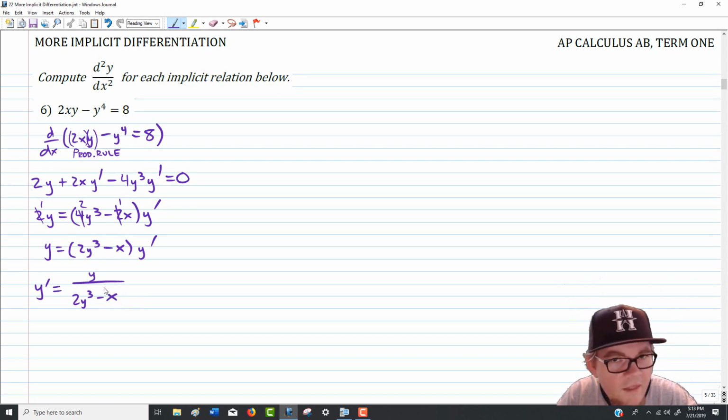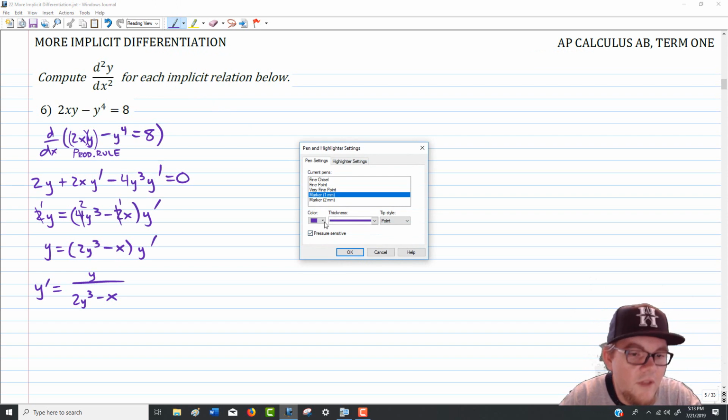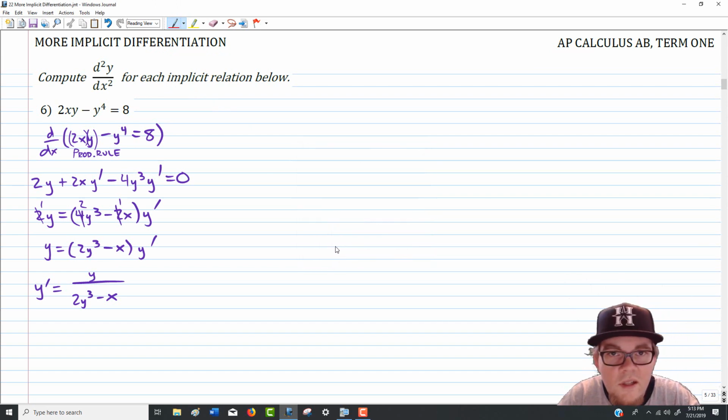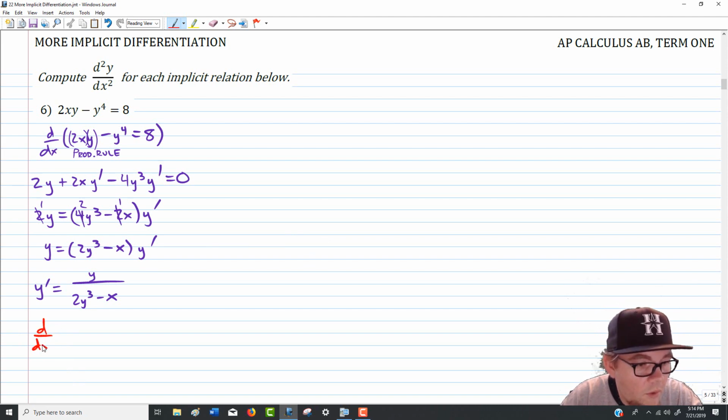So again, if you got there, celebration, great job, that's great work. That's a tough thing to reach. Unfortunately, you're conservatively 30% through the problem. There's a lot more still left to come. So we've got to take the derivative with respect to x of both sides. So our focal point of our attention is going to be differentiating this y over 2y cubed minus x.